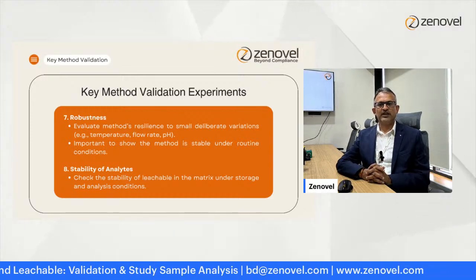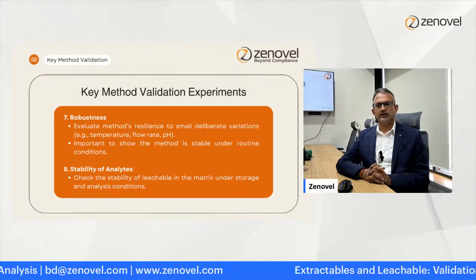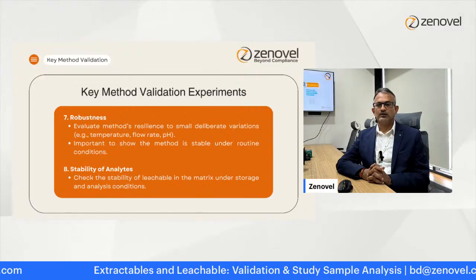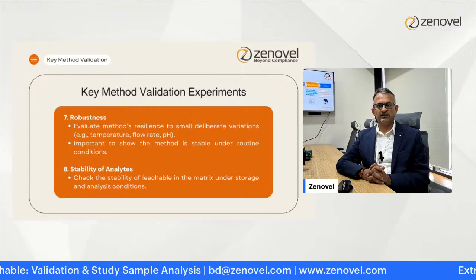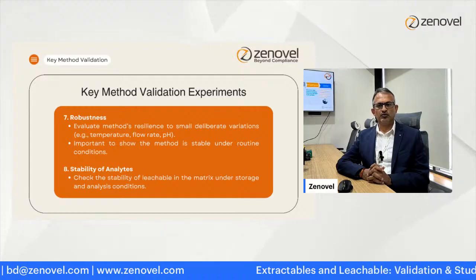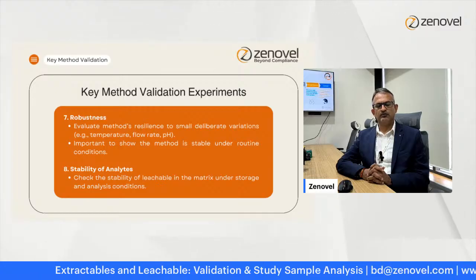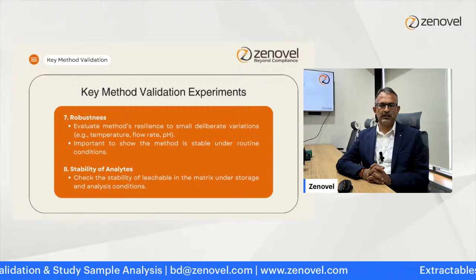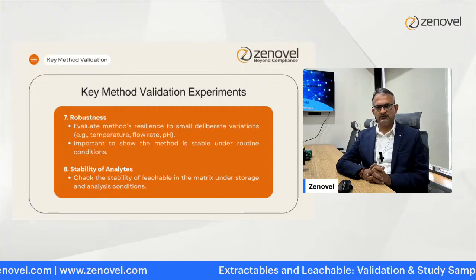The next is to check the robustness. So evaluate the method's resilience to small deliberate variables. For example, a small change in the temperature, flow rate, mobile phase condition, pH, or a little change in the extraction condition can be evaluated as robustness. So it is important to show the method is stable under routine conditions. So it can help us to check the day-to-day variability, whether it is impacting the drug's concentration or leachables concentrations.